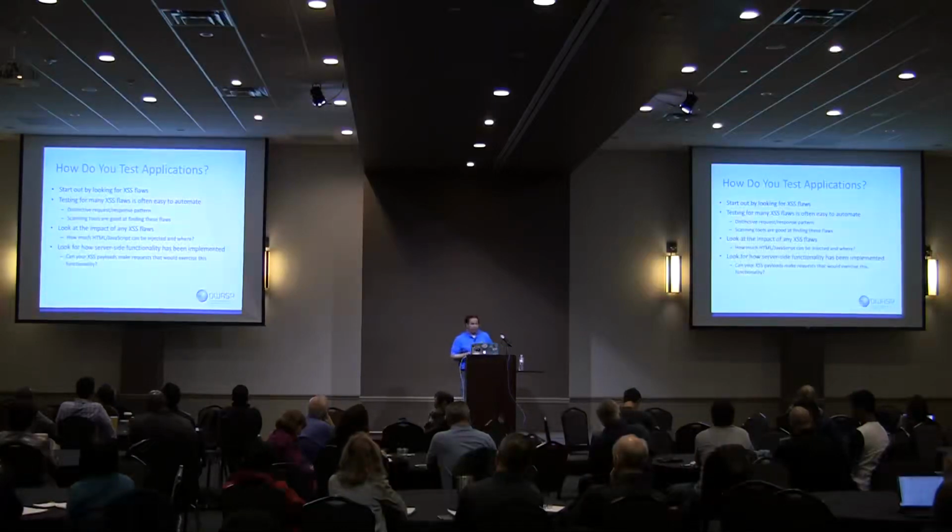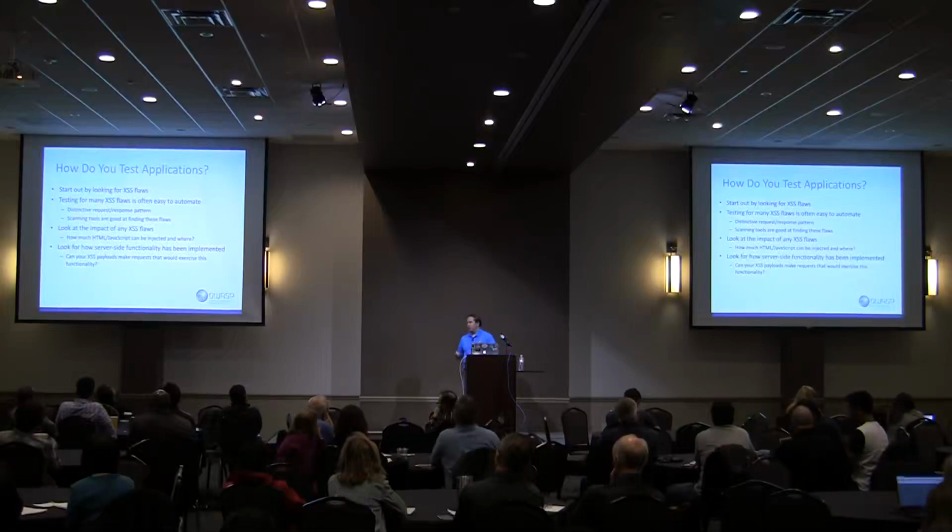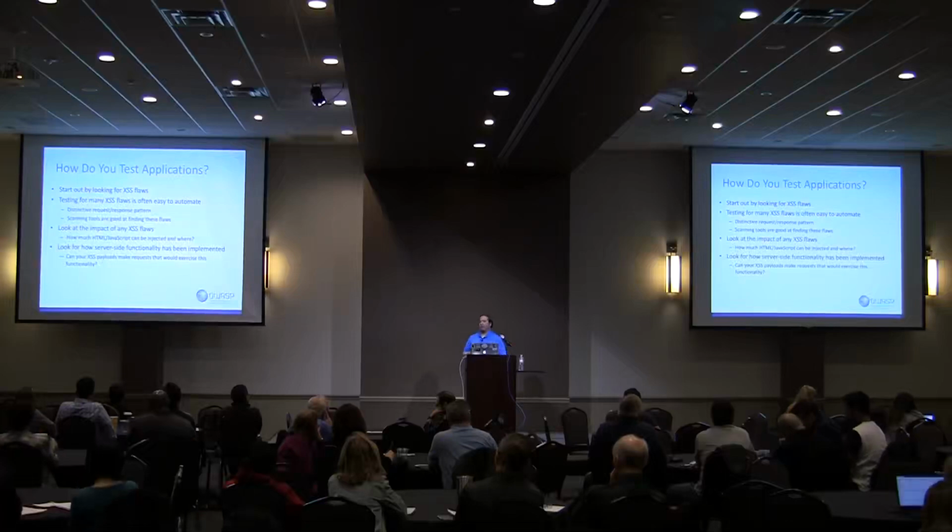So testing applications, we start out by looking for cross-site scripting flaws. We've already talked about how we do that. It's pretty easy to automate, request and response pattern, we have tools for that. Once we have the cross-site scripting flaws, we look at the impact. We say, how much HTML or JavaScript can be injected, and where? What's the context? What's the domain that this runs on? And then we look at how server-side functionality has been implemented. Can our cross-site scripting payload, the JavaScript that we're pushing into this, make requests that would exercise that functionality?